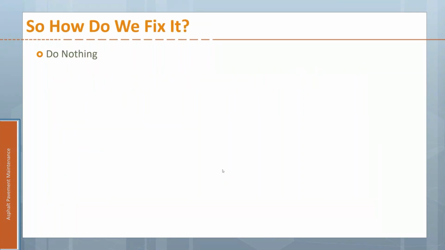Well, one option is we see a little bit of a problem and we think, oh, that's not that bad. I'm not going to do anything about it right now. So do nothing is, of course, always an alternative. And it might be a choice that we have to make if we don't have the budget to do the things we want to do.